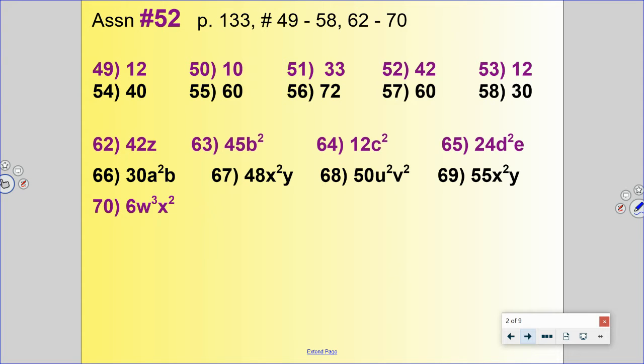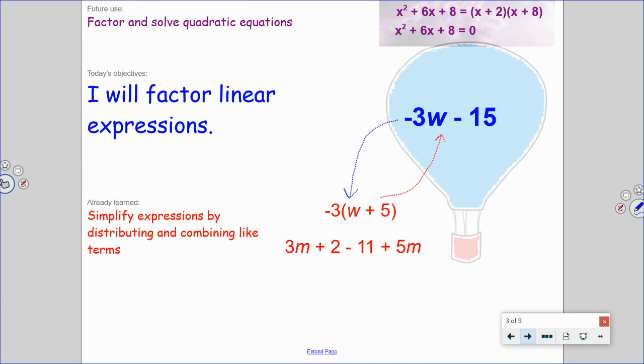Before we get there, go ahead and pause your video, whatever the assignment number is, page 133, number 49 to 58, 62 to 70. Pause the video, check your answers, come on back when you're ready.